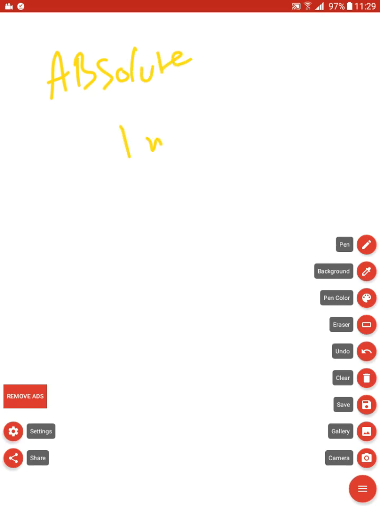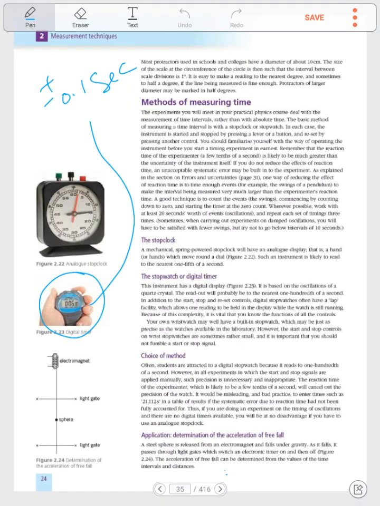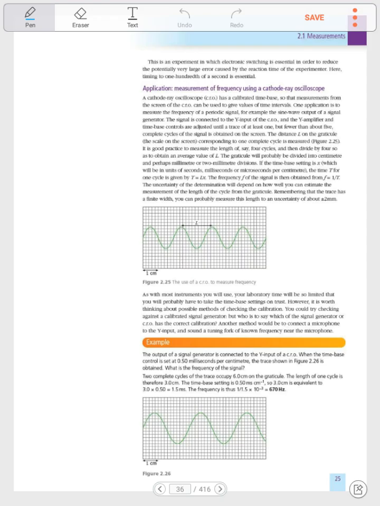It is 1 millimeter for meter rule, 0.1 millimeter for vernier caliper, 0.01 for micrometer, 2 degrees for protractor, 0.1 second for stopwatch or clocks or whatever device you want to use to measure the time. The smaller the error, the better, okay? But we can't avoid the error in any way.